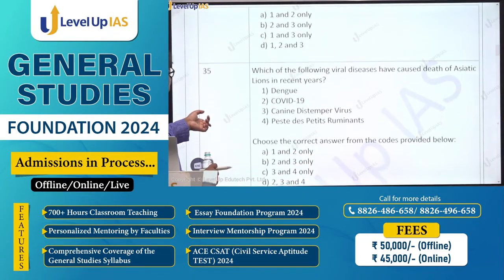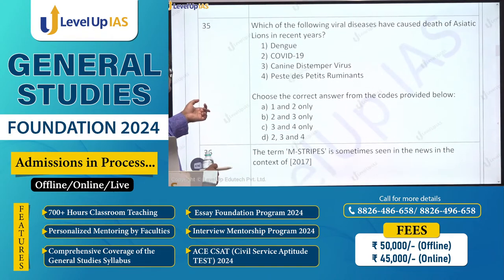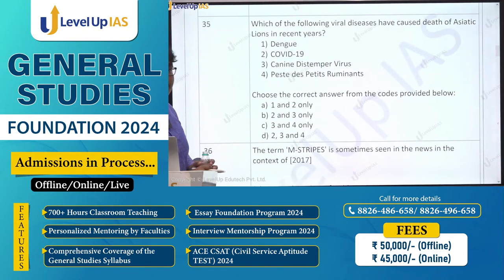Let's come to 35. Lions. Lakshmi? D. Yes, from COVID-19 we saw problems. Canine distemper virus. While studying about lion, we had studied these diseases, right? Dengue cases we had not seen with lion. So 2, 3, 4, D, 35 D.